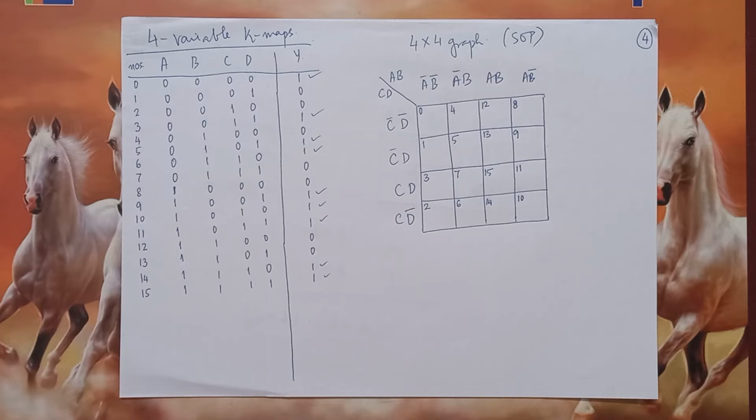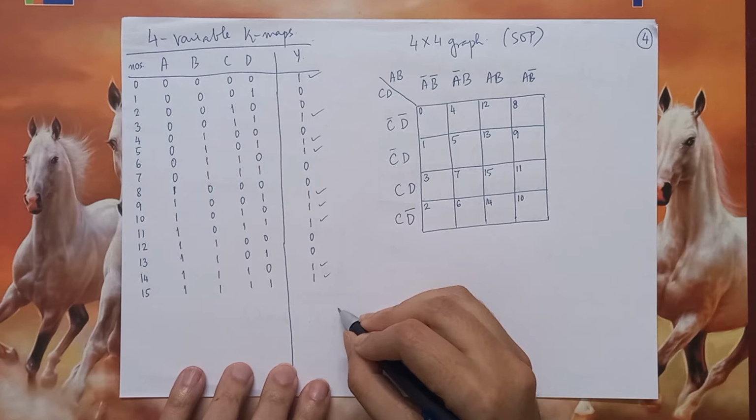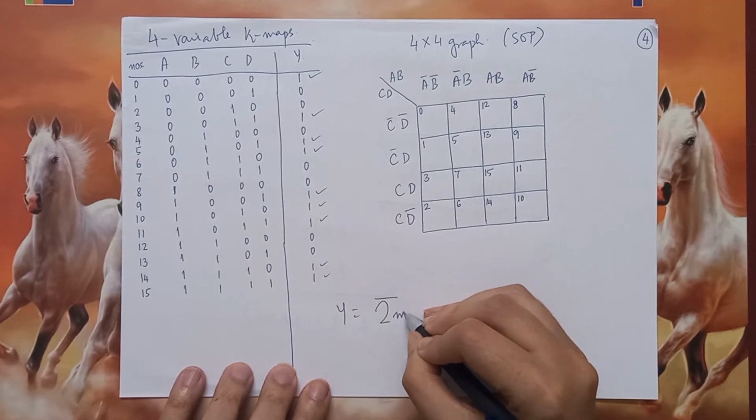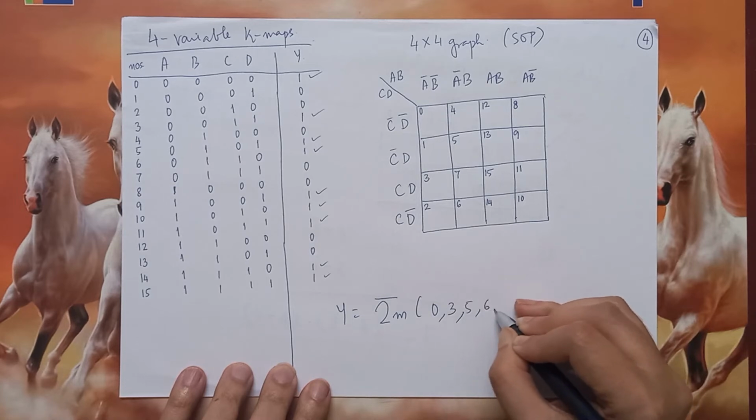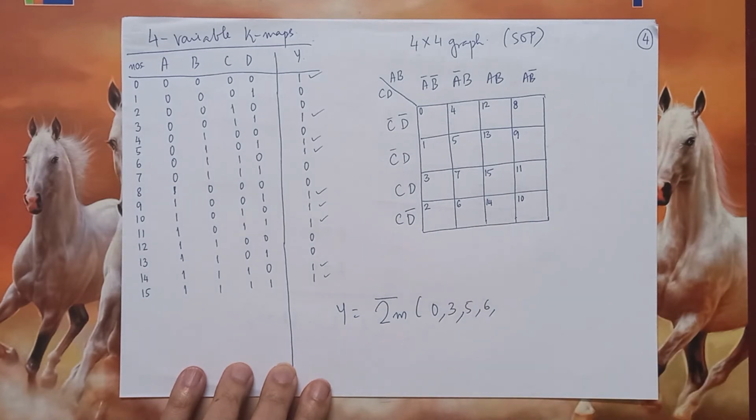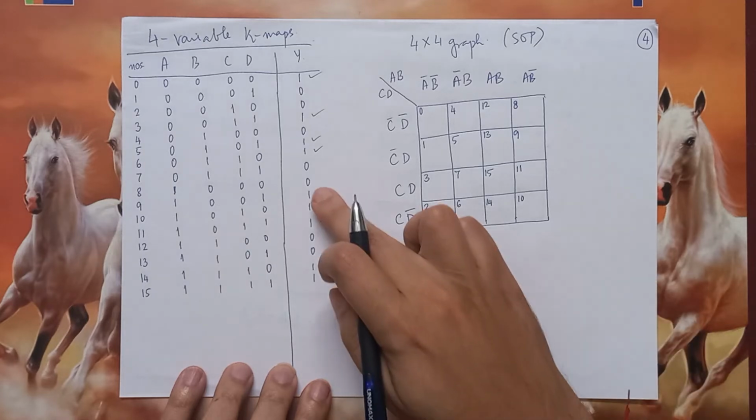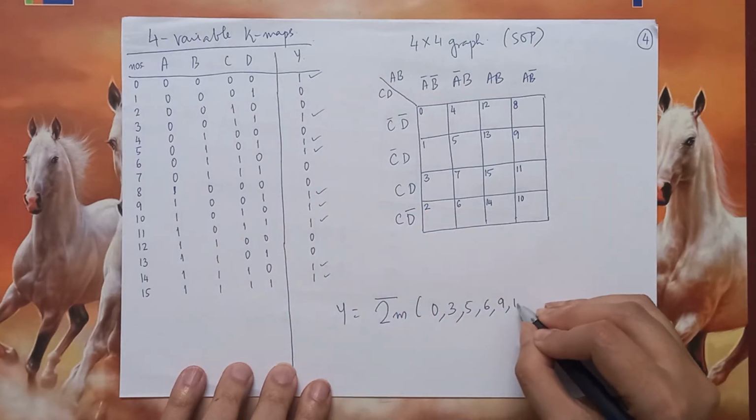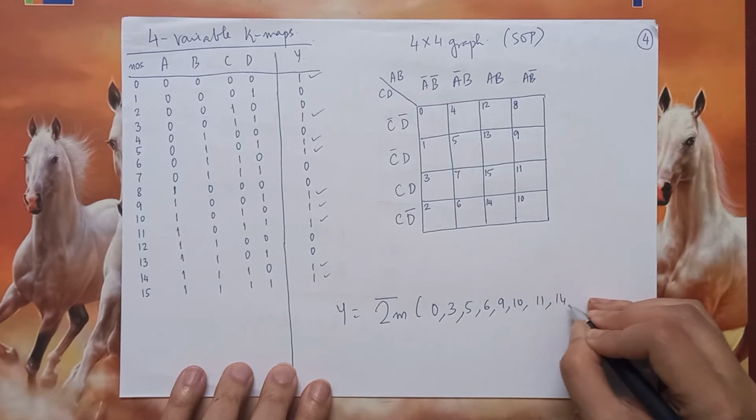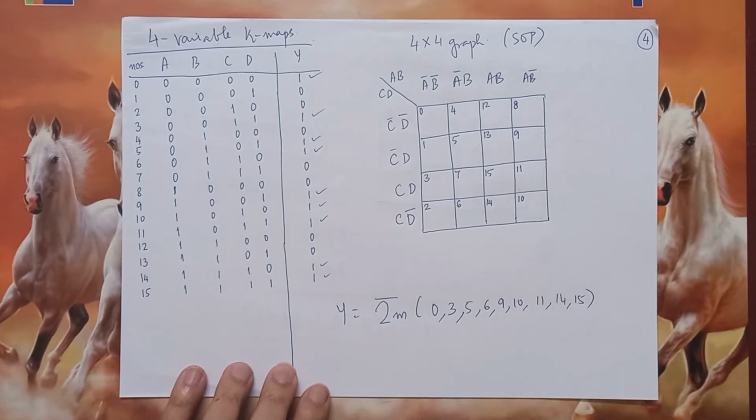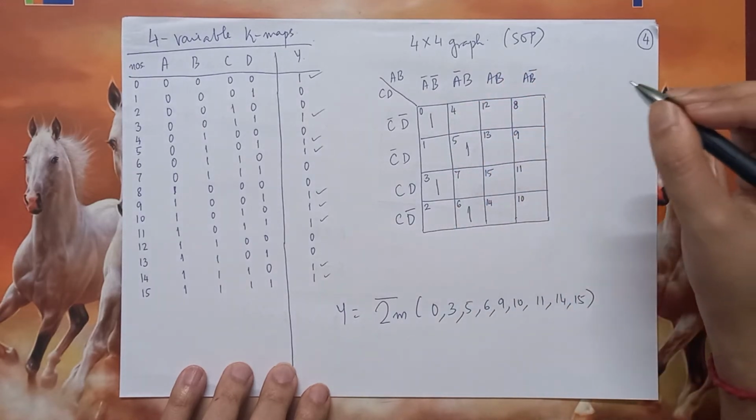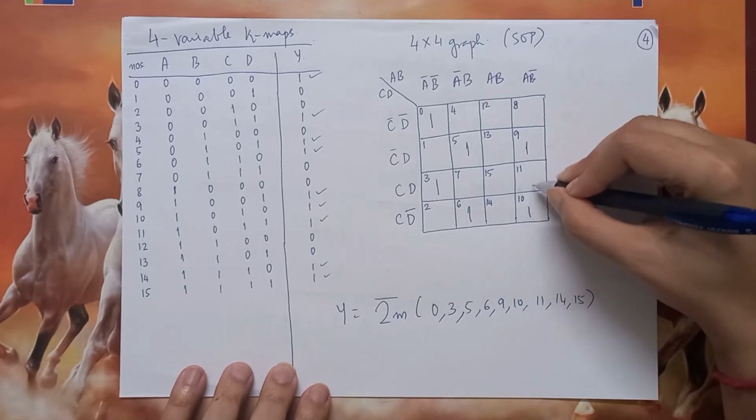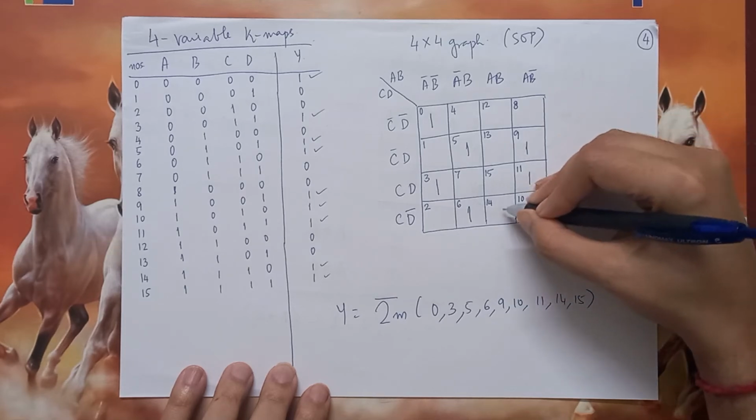So now we know the minterms. The minterms are at 0, 3, 5, 6, 9, 10, 11, 14 and 15. So that means the ones will be there: 0, 3, 5, 6, 9, 10, 11, 14, 15.